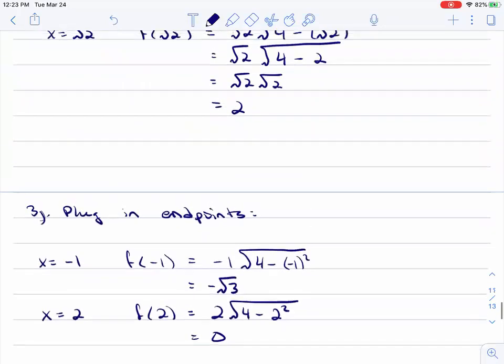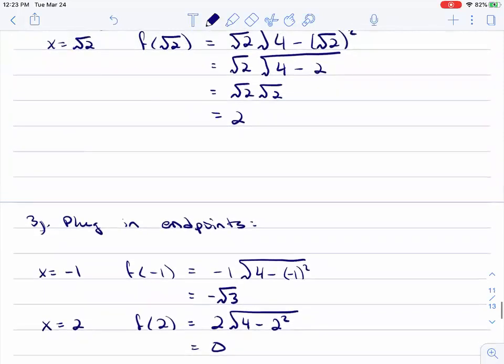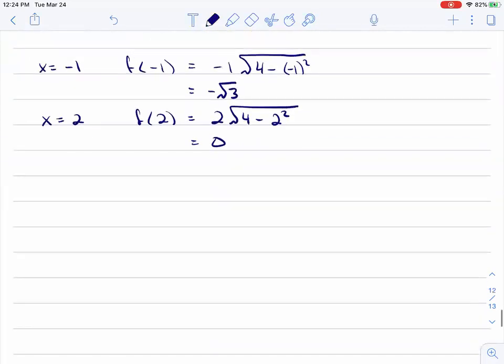So my contenders here for my max and mins, I've got 2, negative root 3, or 0. So it looks like my maximum is when f of x is 2 at x equals root 2. And my minimum seems to be when f of x is negative root 3 at x equals -1. So that's my fourth step, is just summarizing all that.